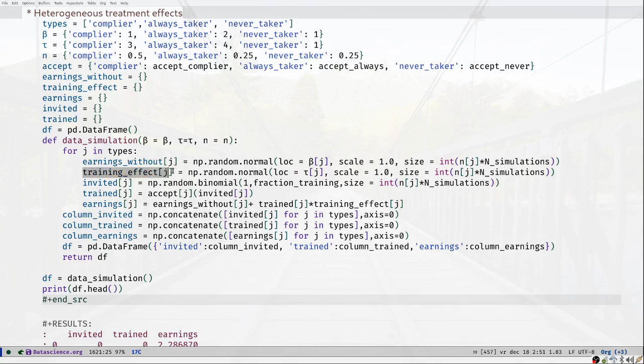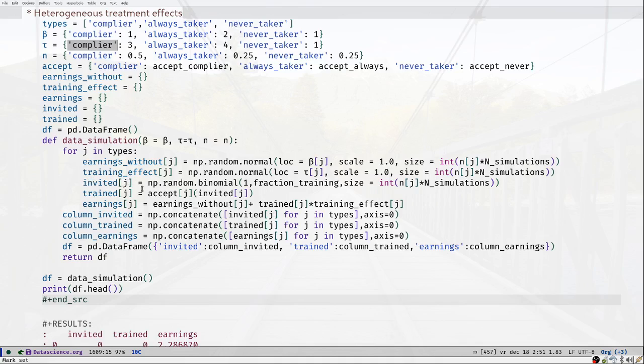We do a similar thing here for the training effect. So again, it's going to be a normal distribution that we draw samples from. For this case, the mu, or the location, is going to be given by tau. So that's this dictionary tau here. In the first iteration, that's tau for complier, so that's going to be equal to 3. So we're going to be drawing here from a normal distribution with mu 3 and standard deviation 1.